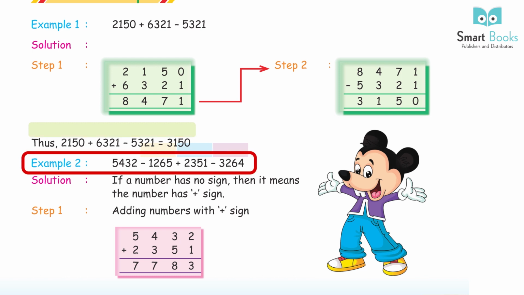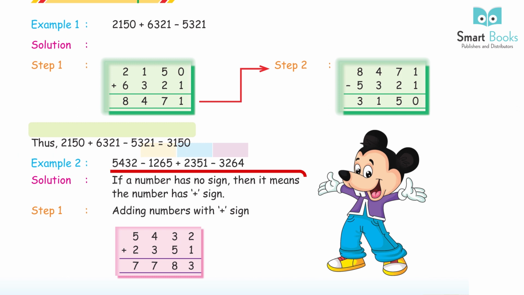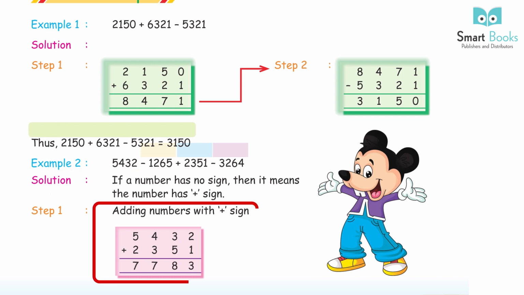Example 2. 5,432 minus 1,265 plus 2,351 minus 3,264. Solution. If a number has no sign, then it means the number has a plus sign. Step 1. Adding numbers with plus sign.